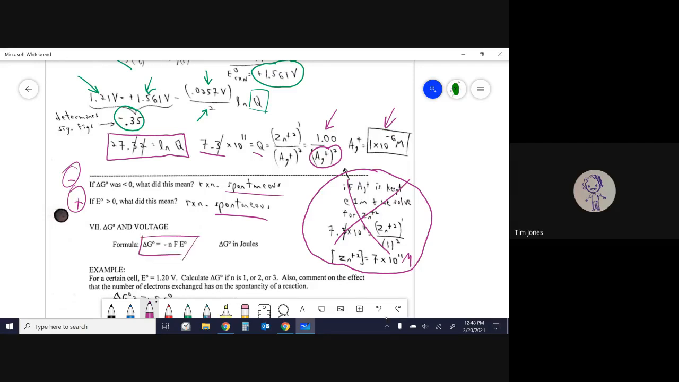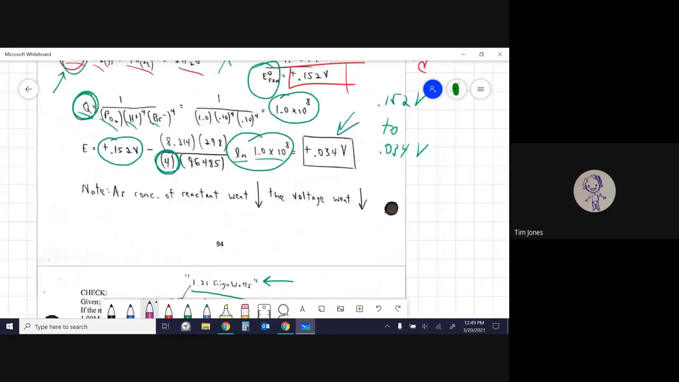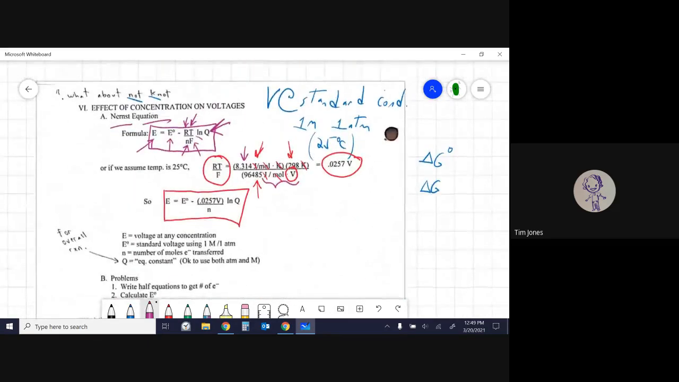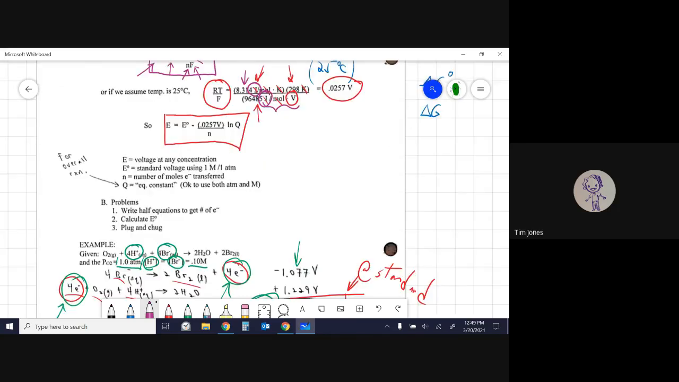Delta G equals negative NFE. In this particular version, everything's at standard conditions. And be aware, if you were to solve for delta G, this one's in joules. We usually did everything in kilojoules when we did thermo, so be careful. And that goes all the way back to, if you look here in this mess, you'll see that this R and the Faraday constant are in joules. So that's where the joules comes from.